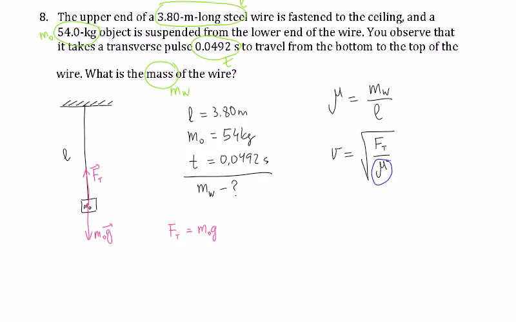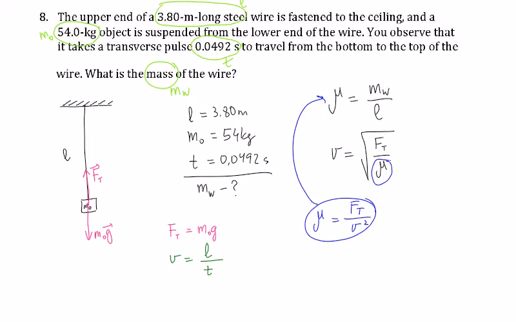Now how about the speed of the wire? Well, not the wire, speed of the pulse. To find the speed of the pulse, it's simply the length of the wire divided by the time it takes the pulse to travel. So this is solved as well. Now all we need to do is find the mu from our expression. So let's see, mu would be equal v squared. No, it would be force of tension divided by v squared.